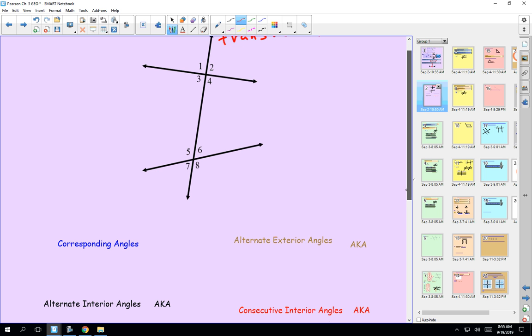All right, so for corresponding angles, here's what it means to be corresponding. If you were to take this set of angles and slide them down so that they overlay this set of angles, corresponding means they're in the same position relative to those top angles. Does that make sense? So corresponding means they're in the same relative position. Like right here, angle 1 is in the same relative position as angle 5 down here. Okay, it's in the top left of this grouping of 4 angles.